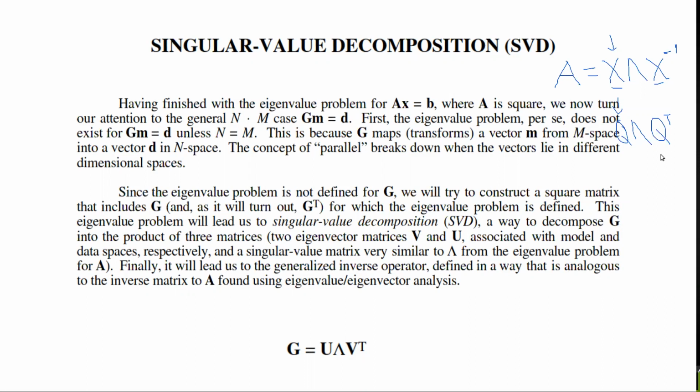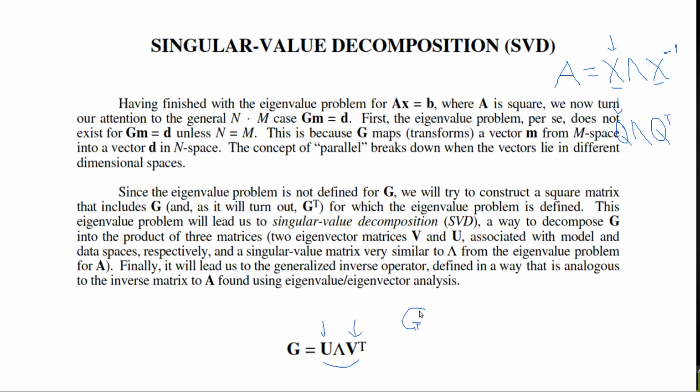Now, what singular value decomposition is telling us is that if we have a matrix G, we can decompose this matrix into the product of three matrices: U, lambda, which again stands for a diagonal matrix, and some matrix V transpose. So what are these U, V, and lambda matrices?